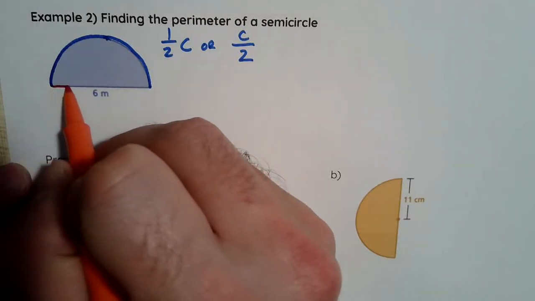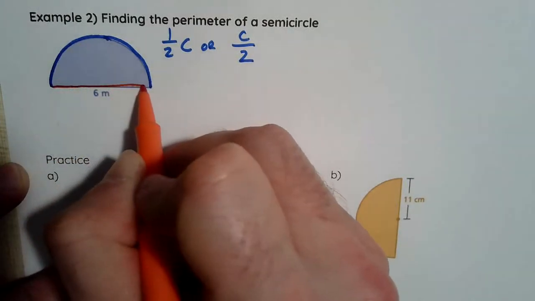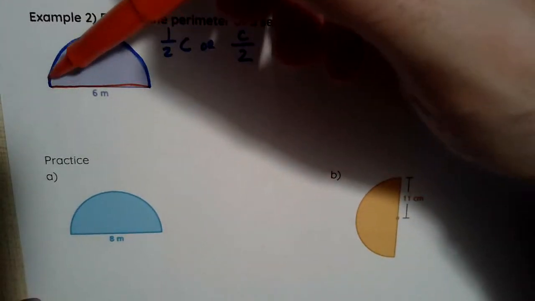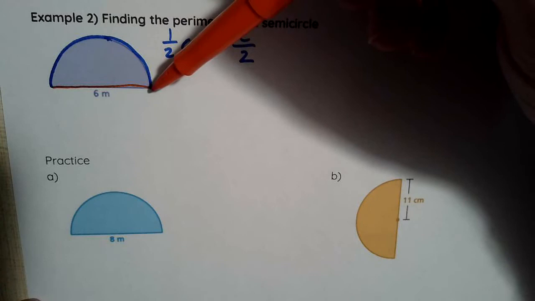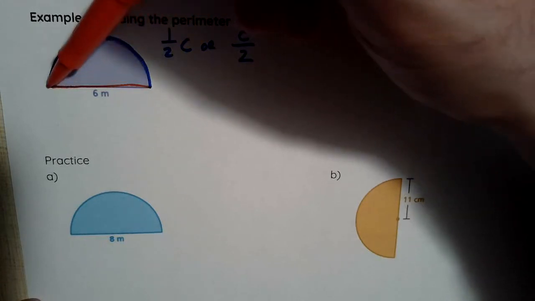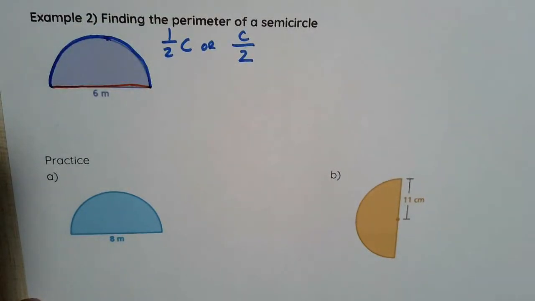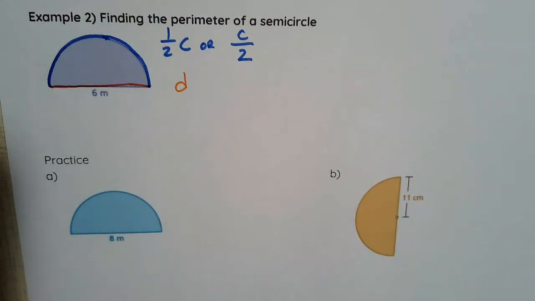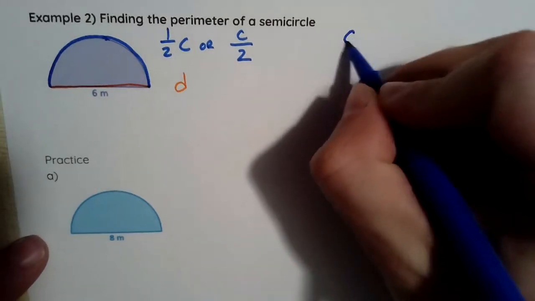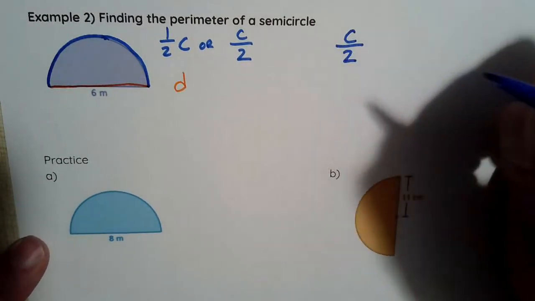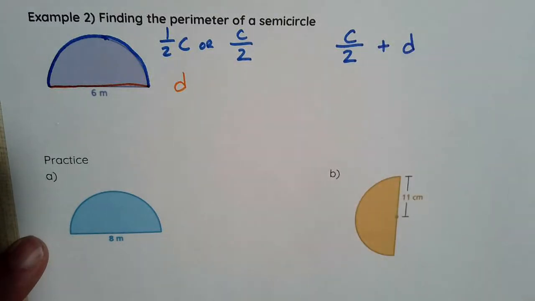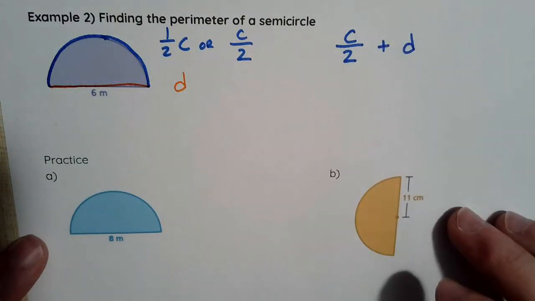Then we need this last part, because if I were to walk around this semicircle, I think of walking around as the perimeter. I walk along the arc, and then I have to walk back along the diameter to get to my starting point. So I also need the diameter. The final result for the perimeter is going to be the arc, which is half of the circumference, plus the diameter. So let's go ahead and do this.